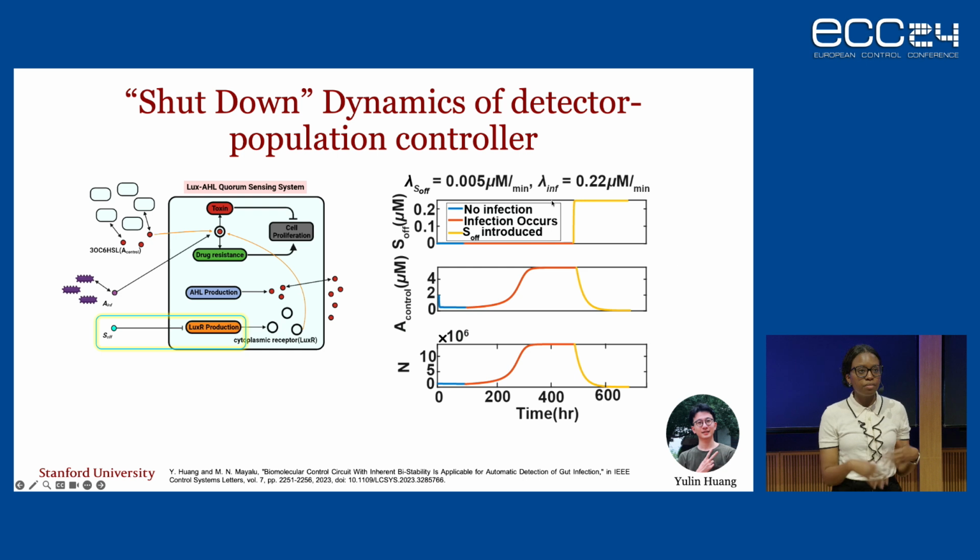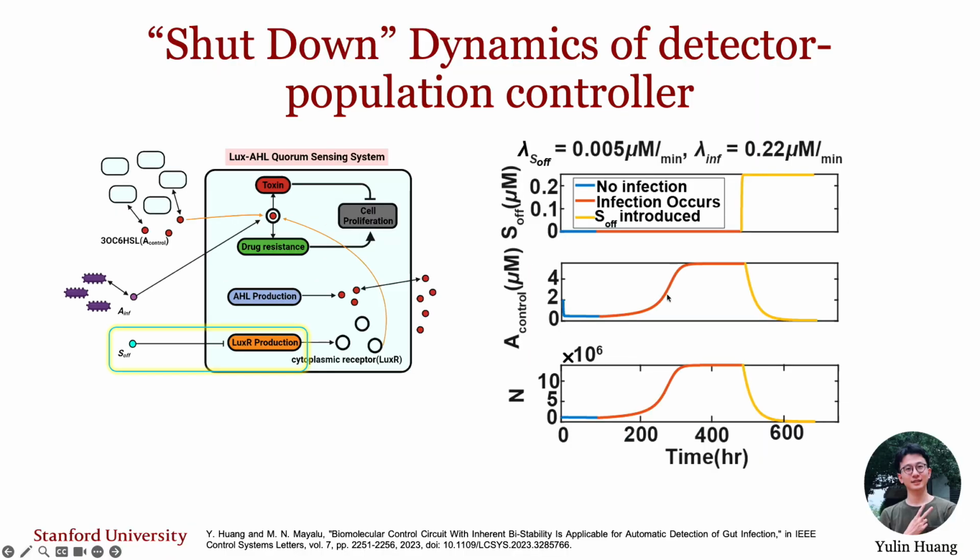So here is the simulation of that. We show that initially there's no infection. As the infection is introduced, the cells expand, and then even with the infection still present, when our external off signal is introduced, the cells will die off completely.